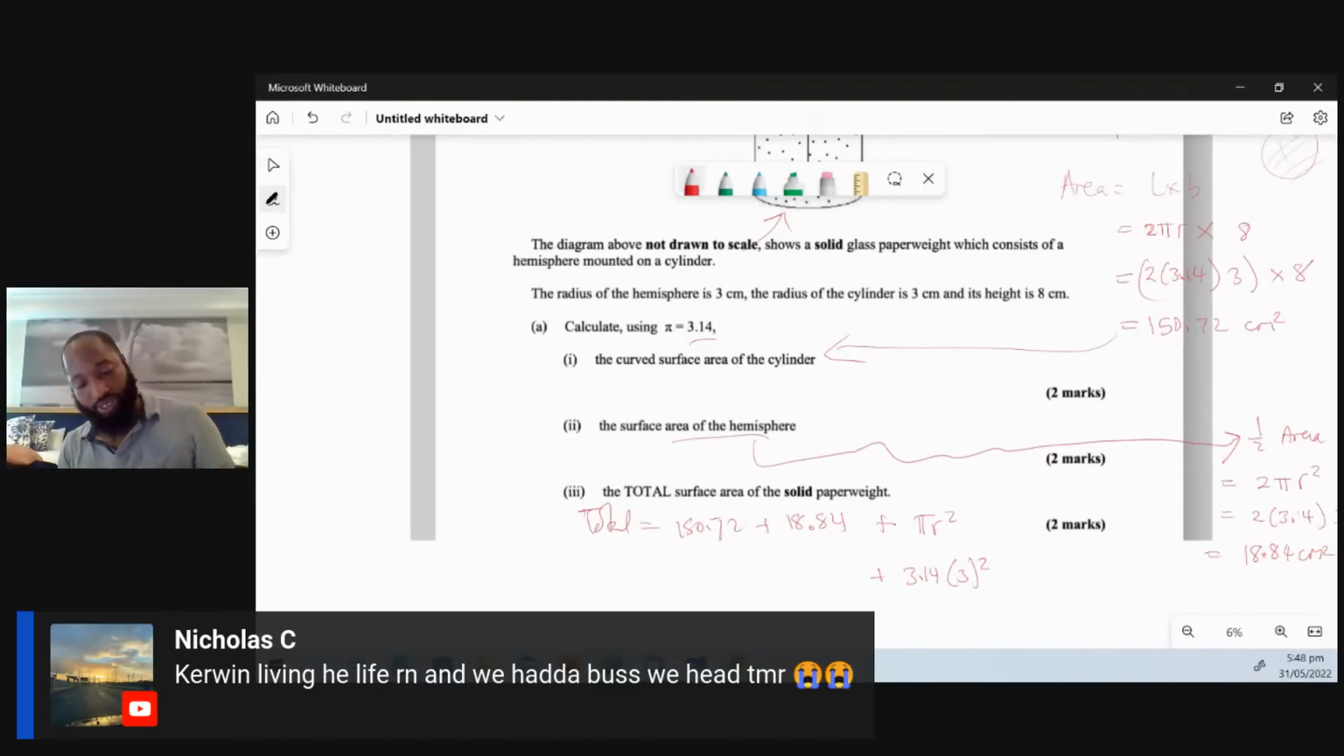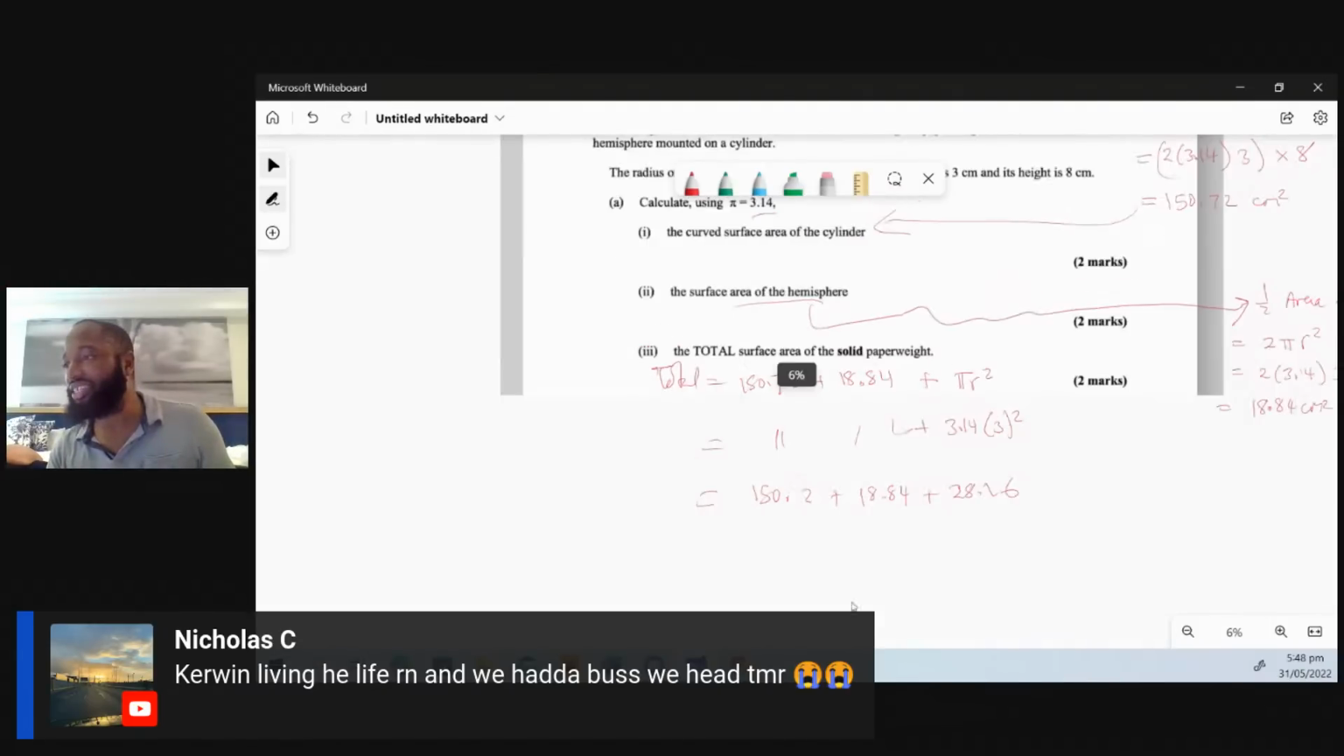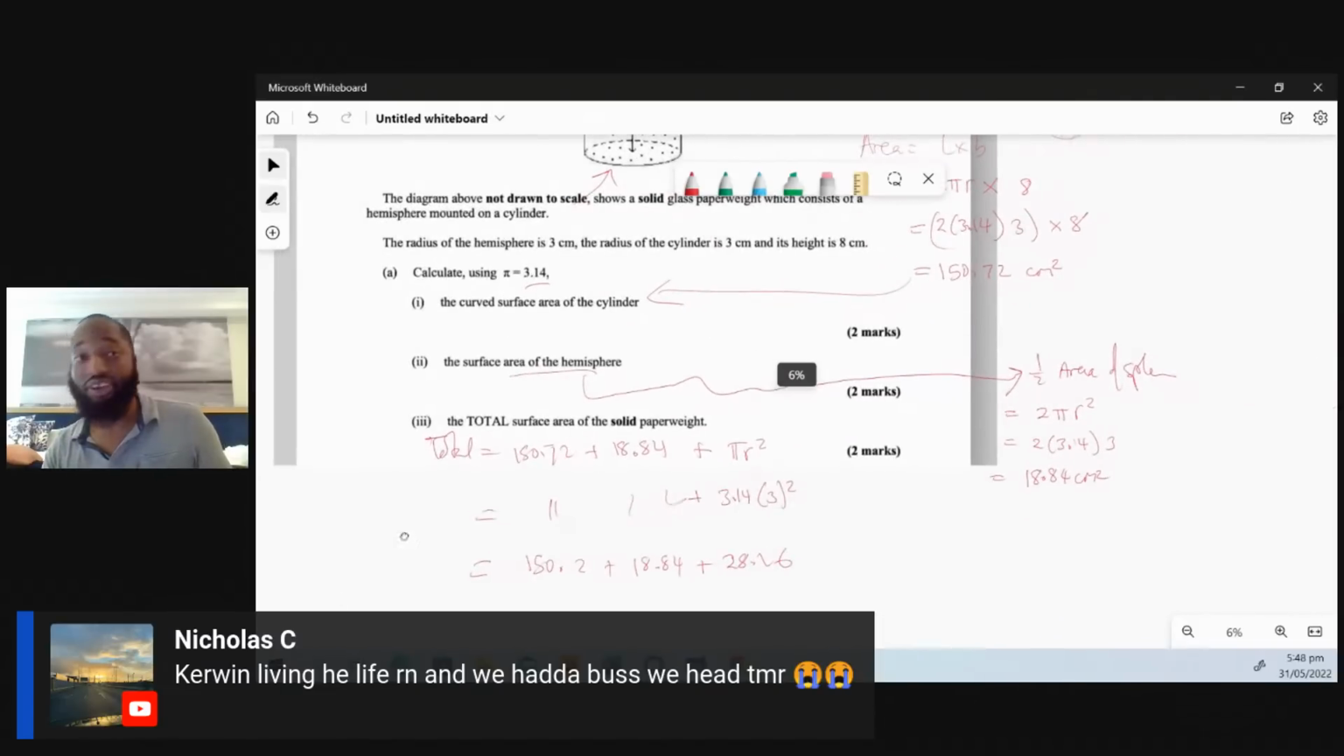Pi r squared, so this is another 3.14 by 3 squared, which is 9. 3.14 times 9. This was an easy measurement compared to what is normally brought. This is 28.26. So the total is 150.72 plus 18.84 plus 28.26. You can take it home from there. The rest is left as an exercise to the reader.